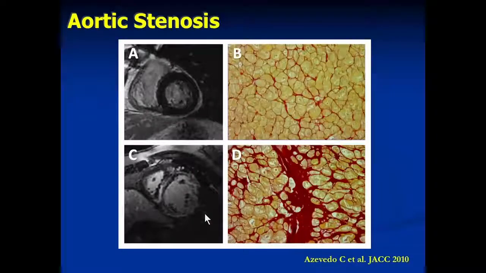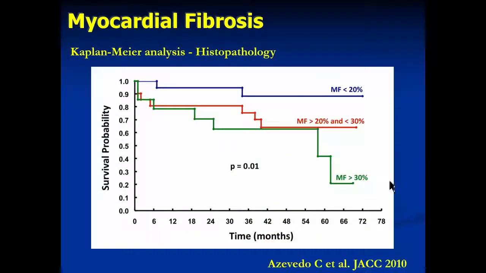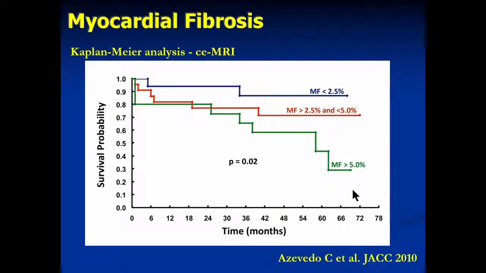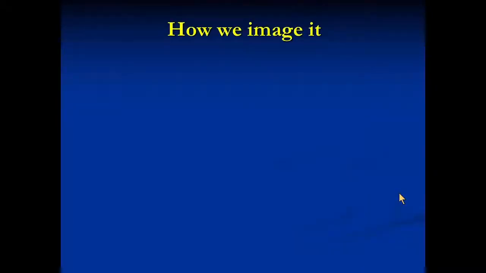And now that we can do this in a non-invasive way with TAVR, this is going to be a problem that you're going to face more and more. The presence of fibrosis is related to prognosis if you do it by histopathology, but if you do it by MR, there is the same distribution. And actually, I think we underutilize MR in patients with aortic stenosis.